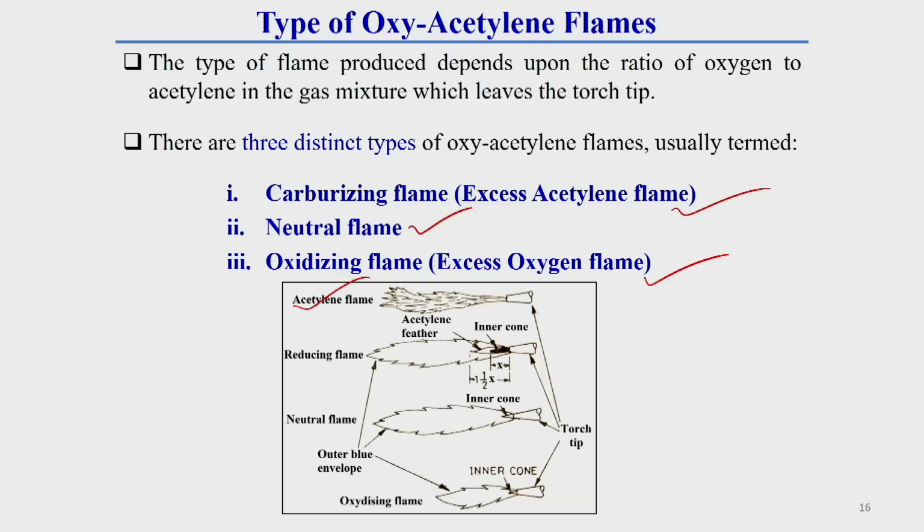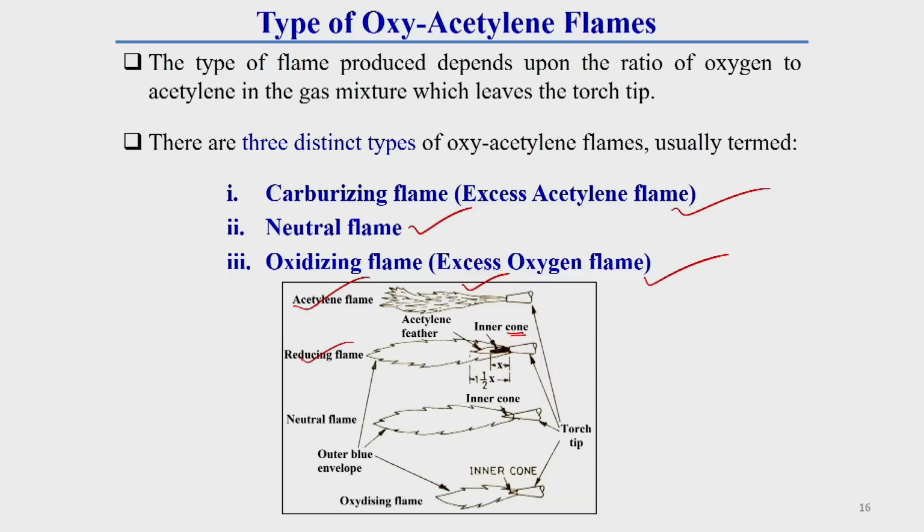In the acetylene flame, when the flame is initially started, it looks like this. Once we supply oxygen with the acetylene gas, it becomes a reducing flame. A reducing flame means there is a combination of oxygen and acetylene, but the proportion of oxygen is lower than acetylene. It has an outer envelope, an acetylene feather and an inner cone.